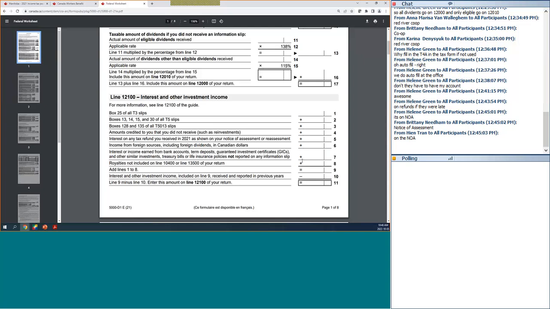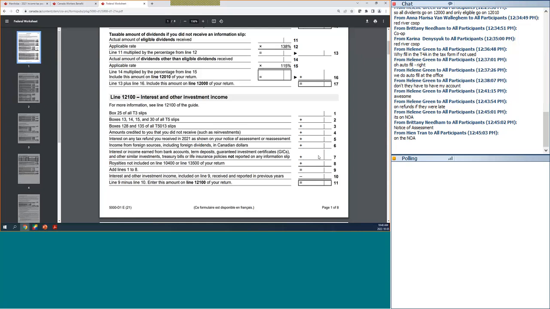Those ones are tricky. GICs, usually they're set terms. You might have a 5-year GIC. You're not going to get the money until the end of the term, but you have to report the interest every year. It has to be reported annually. So even though you haven't received the money yet, it has to go on your tax return as being earned in the year.